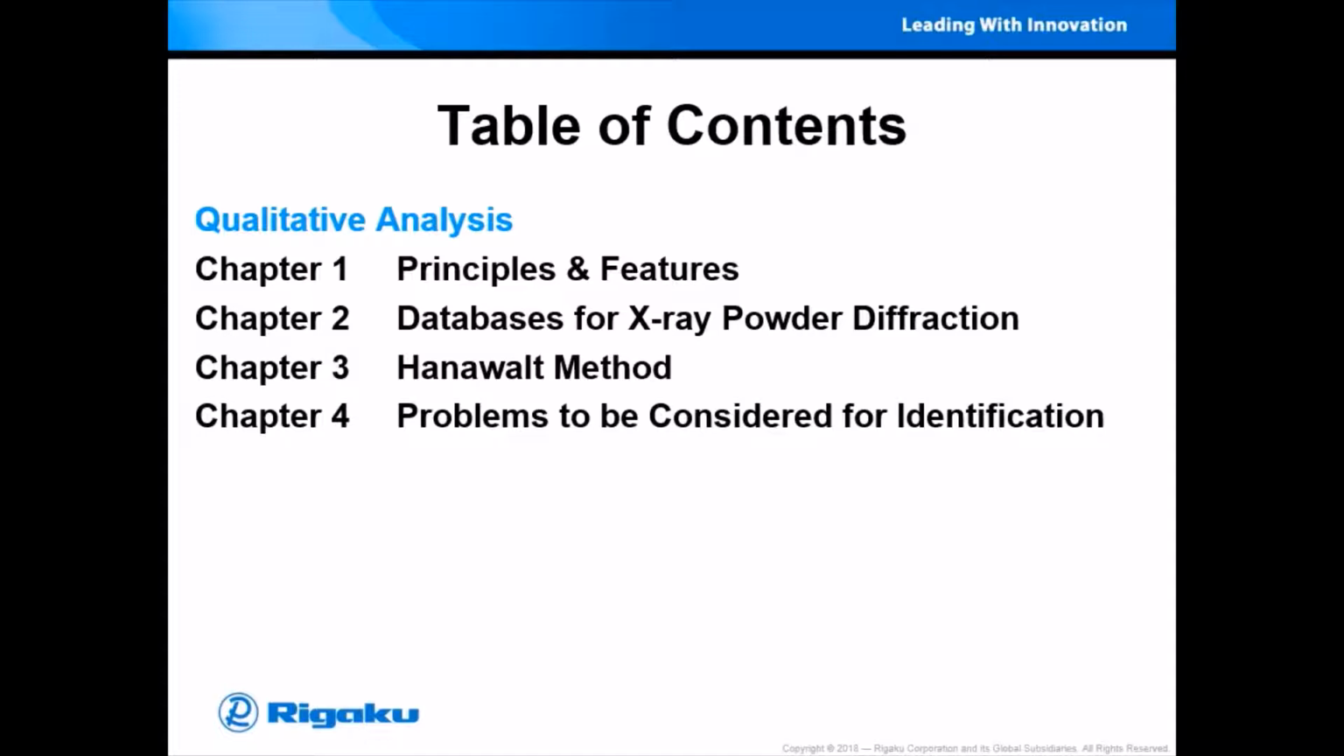Qualitative analysis of X-ray powder diffraction is also called identification. Recently, the mechanism of qualitative analysis is hard to comprehend for new users, due to computer programs we can use for identification without enough knowledge about qualitative analysis. I would like to present the Hanawalt method, although it is not used now, in Chapter 3, which is a representative way of manual identification, and can be a good reference to understand qualitative analysis.